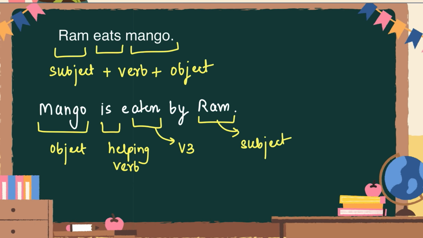Okay. Ram eats mango. Ram is the subject, eats is the verb, and mango is the object. So you will be writing: Mango is eaten by Ram.